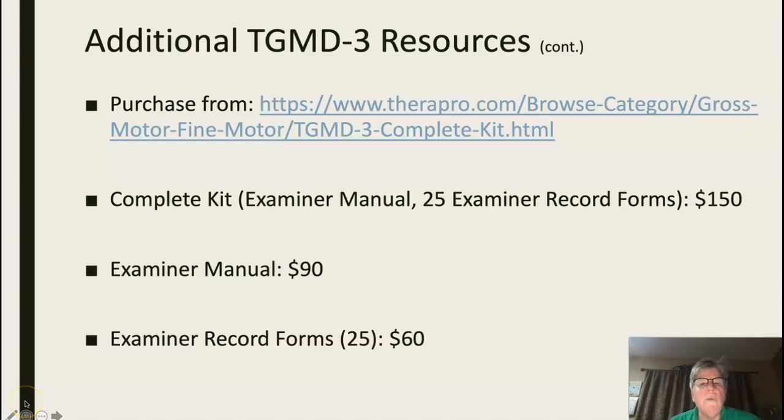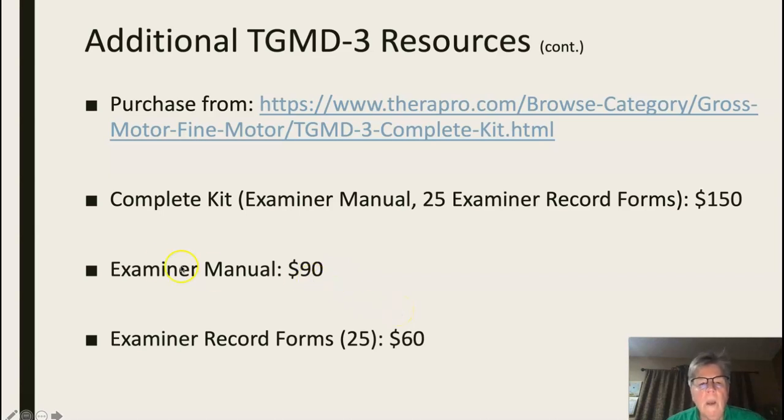And then the last resource slide where you could find it. So you could, again, Google or just hit on this link. But know that it's relatively affordable. It's clearly not free. But for $150, you can get 25 record forms plus the examiner manual. If you just need the record forms, they do sell a pack of 25 for $60 and the manual separately for $90. So it's really not any savings to get the kit.